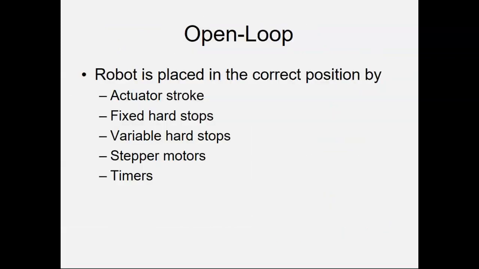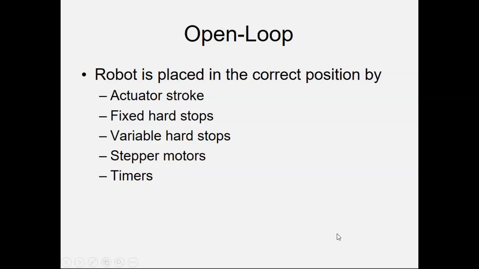So open loop. Robot is placed in the correct position by an actuator stroke with fixed hard stops or variable hard stops. It uses stepper motors and timers. In other words, it does not have a lot of intelligence. It's mainly running off of timers, and it'll run till it hits something and then it'll stop. I don't know, I'll turn this off. There we go. All right, so that's open loop.